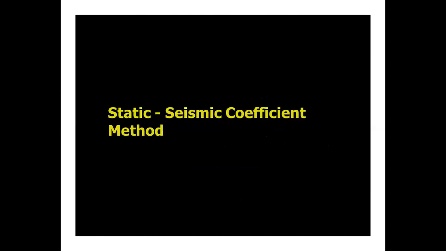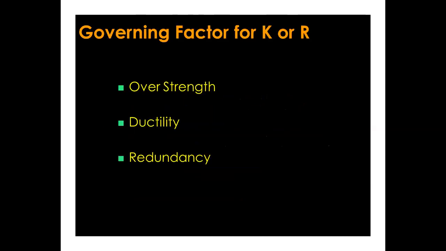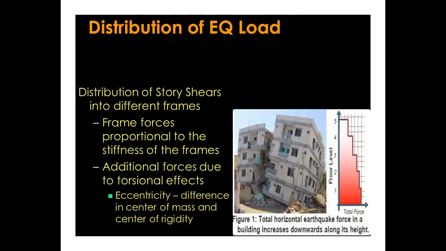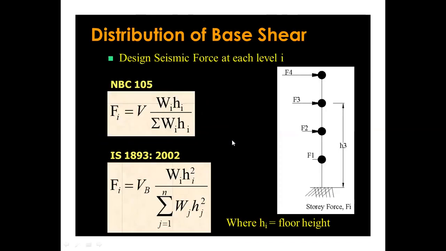Now we study the static seismic coefficient method. The governing factors are overall strength, ductility, and redundancy. So, distribution of earthquake load: distribution of storey shears into different frames, where frame forces are proportional to the stiffness of the frame. There are additional forces due to torsional effects, which is eccentricity; the difference between the center of mass and center of rigidity is known as eccentricity. When eccentricity is present, the total horizontal earthquake force in the building increases downward along its sides, and as a result, as you see in this figure, the building will collapse, right?